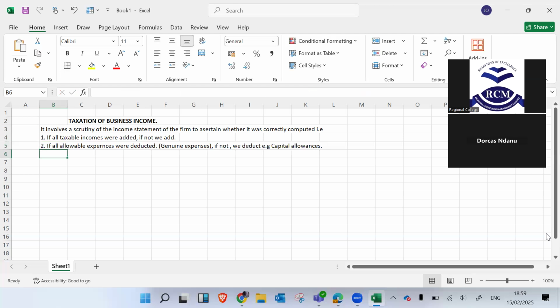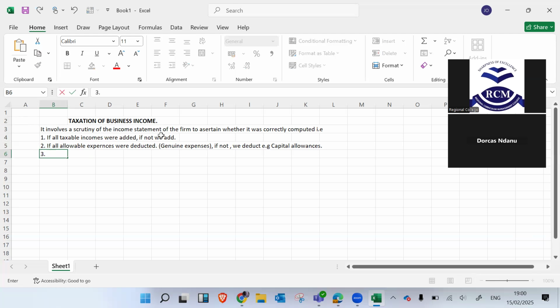In simple terms, what we are saying is that when computing the business income, we do some corrections. It is not our responsibility to prepare the financial statements of the company. That responsibility is for the accountant. As tax people, we only come in to check if the accountant did the right thing. And how do we check? By evaluating most of these. All the incomes that are part of that income statement, are they taxable incomes of the business? If the answer is no, then we have to remove them. If there is any income that was not genuinely added, we simply add.